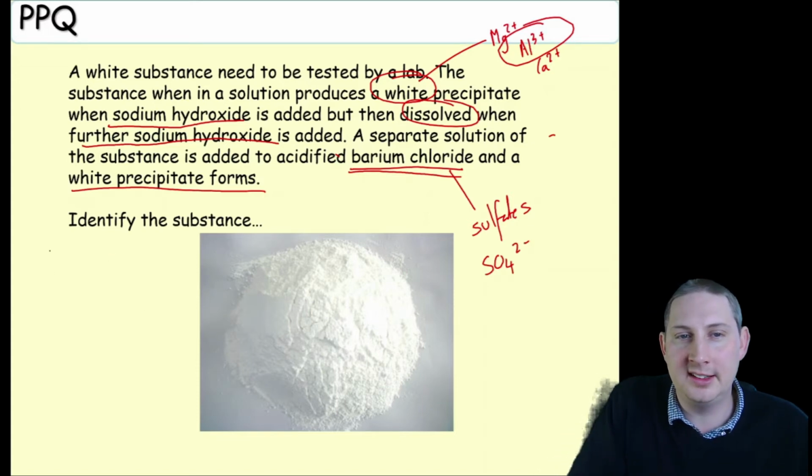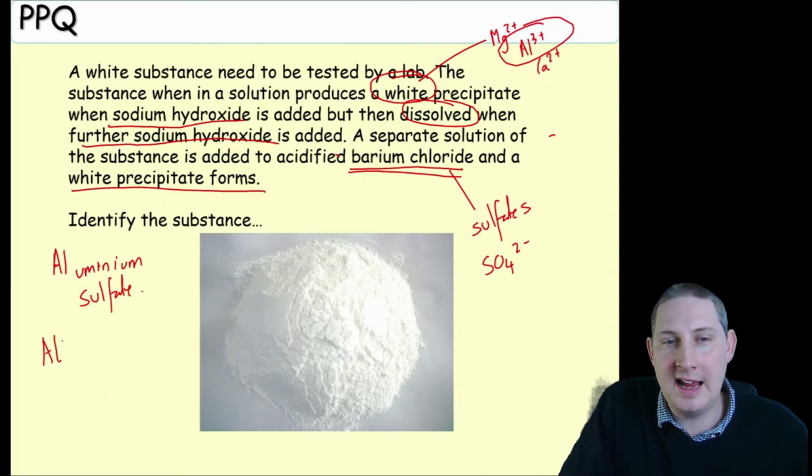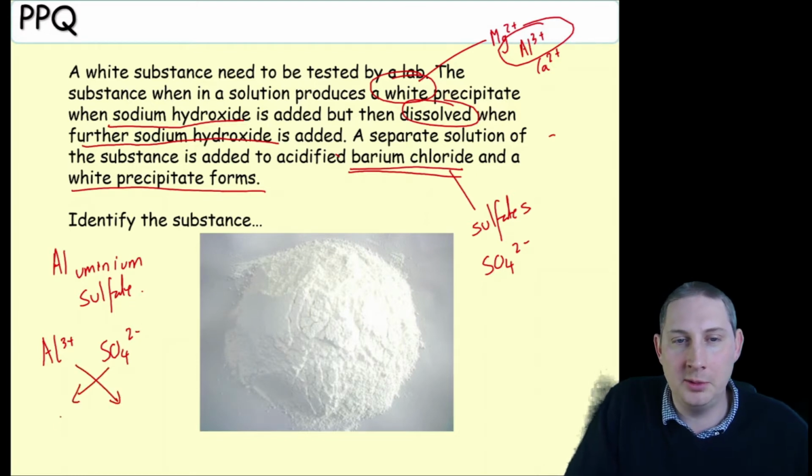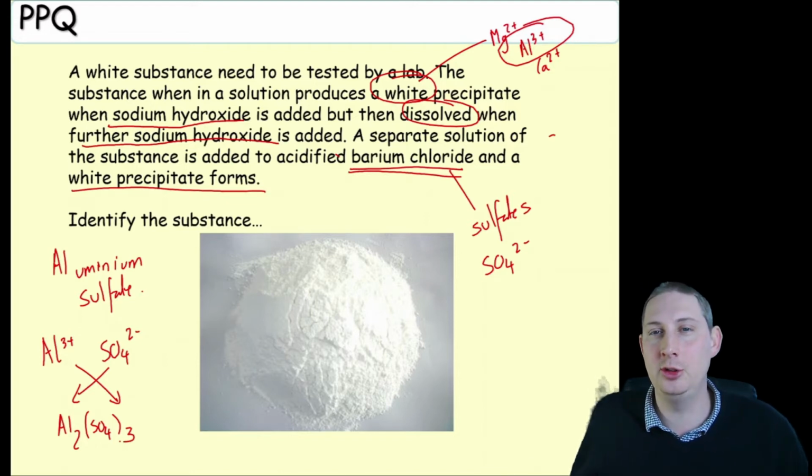So, what is the substance? It is aluminium sulfate. It doesn't ask for this, but what's the formula? Well, if you've got Al3+ and SO4 2-, we've got a 3+ charge and a 2- charge. Well, that means that the formula must be Al2(SO4)3. And that is how you do this sort of question.